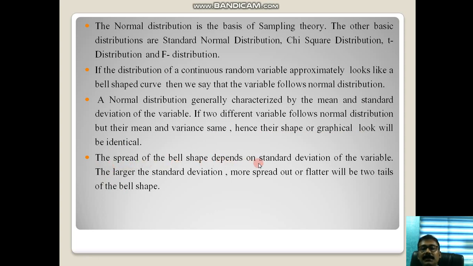The spread of the bell shape depends on the standard deviation of the variable. The larger the standard deviation, the more spread out or flatter will be the two tails of the bell shape. It looks like this bell shape.